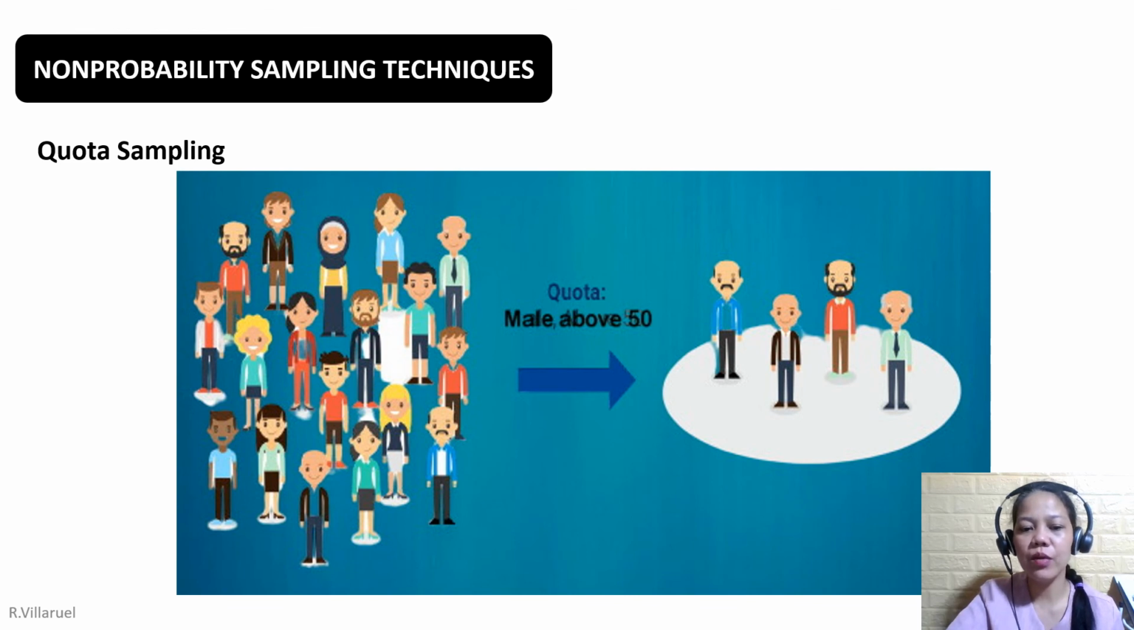So, example, ito. So, ito po yung ating target population. So, para makakuha ka ng sample using quota sampling, so, ito yung kanyang predefined number of participants. Ito yung kanyang predetermined categories. So, male, above 50. So, that's why this is now his sample. So, remember, pag quota sampling, merong predetermined categories. So, yun ay nakabase kay researcher.